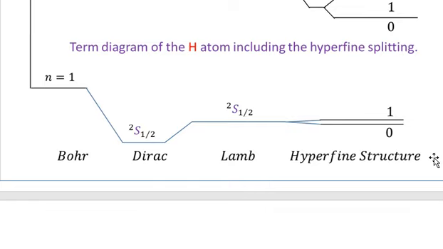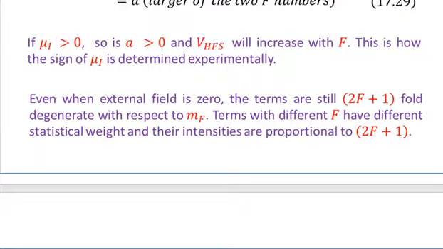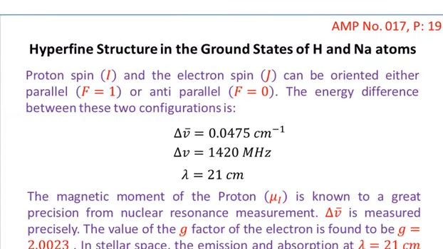And you know that this level actually represents the ground state of the hydrogen atom. This F equal to 1 and 0 level is the hyperfine structure level. So I am giving you the data of splitting between these two levels, that is the ground state of the hydrogen atom under the hyperfine structure splitting.